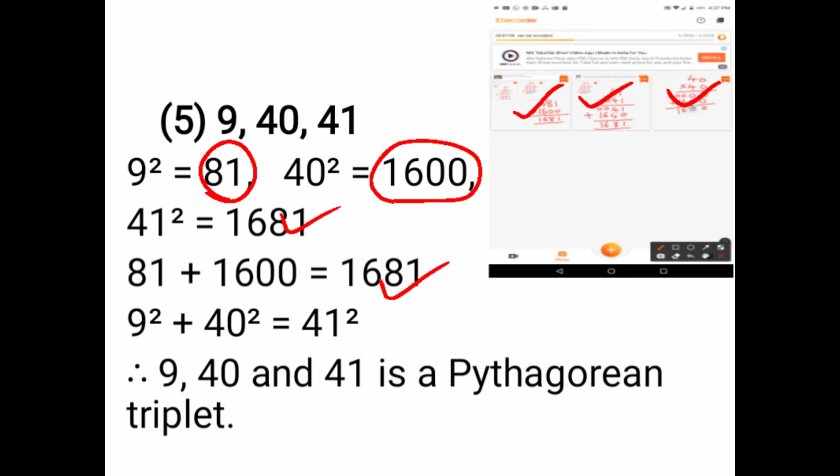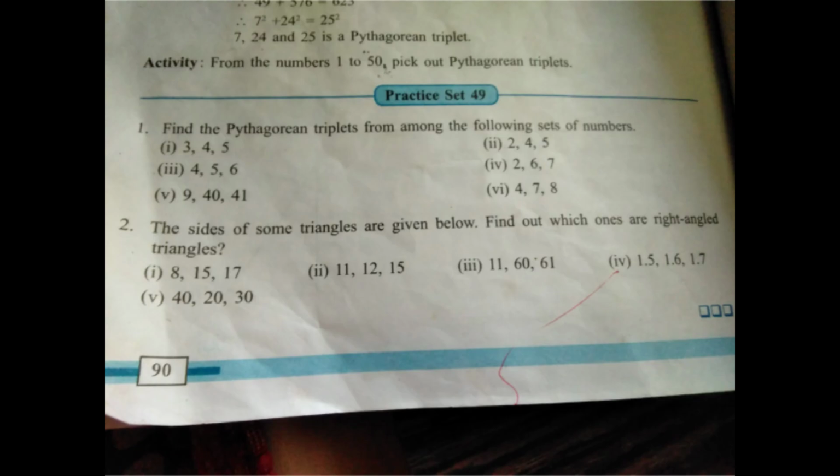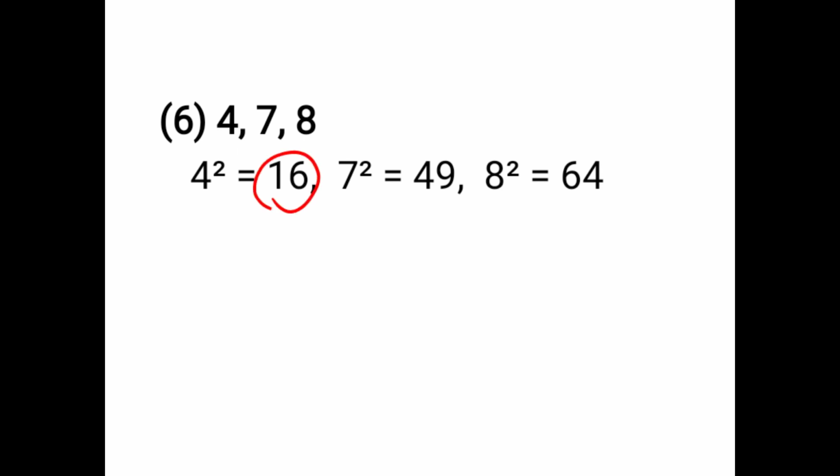Now we will do the last sum. 4, 7 and 8. 4 square is 16. 7 square is 49. 8 square is 64. Okay. Now 4 and 7 are the smaller numbers. 8 is the bigger number. Okay. Add these numbers, 16 and 49. Okay. 16 plus 49, answer is getting 65.